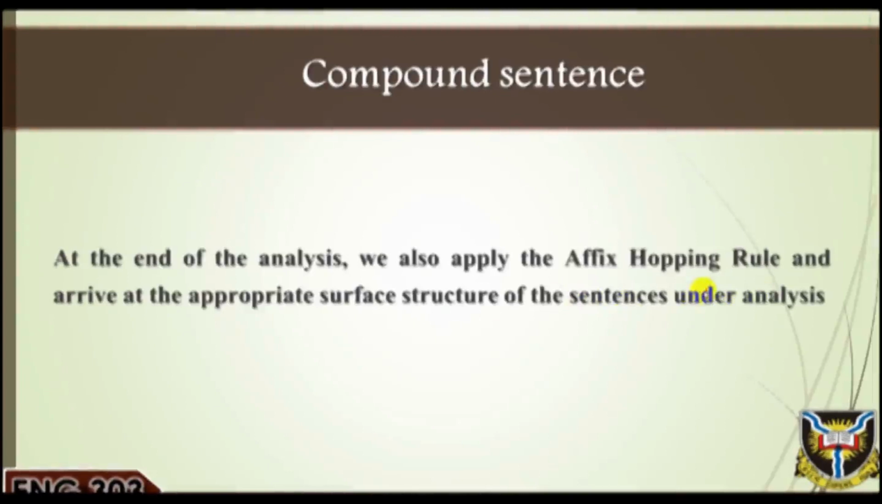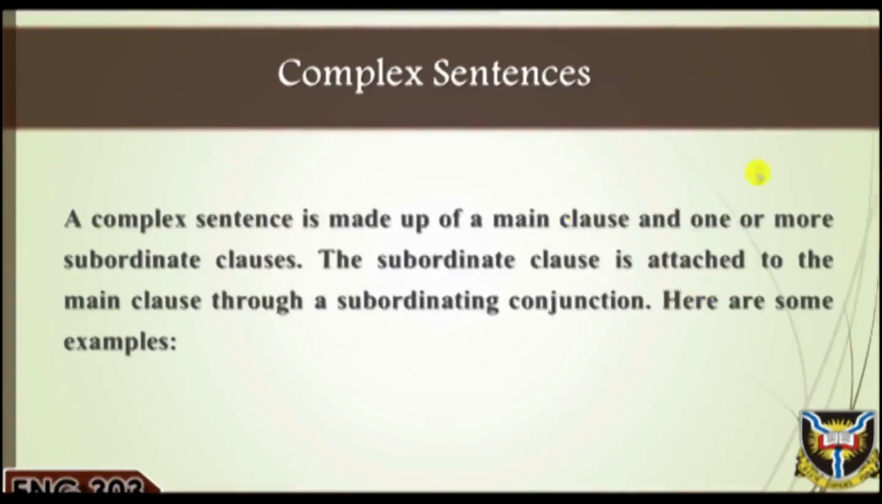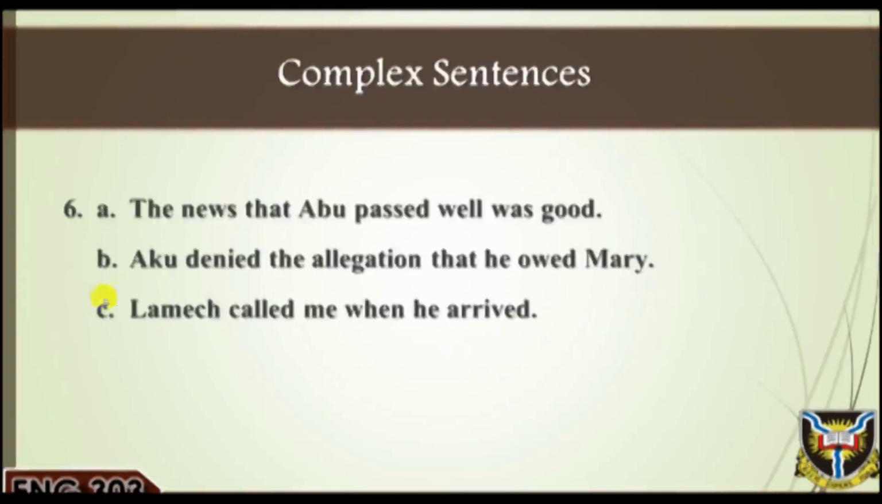Complex sentences. A complex sentence is made up of a main clause and one or more subordinate clauses. The subordinate clause is attached to the main clause through a subordinating conjunction. Here are some examples. A. The news that Abu passed well was good. B. Aku denied the allegation that he owed Mary. C. Lamech called me when he arrived.